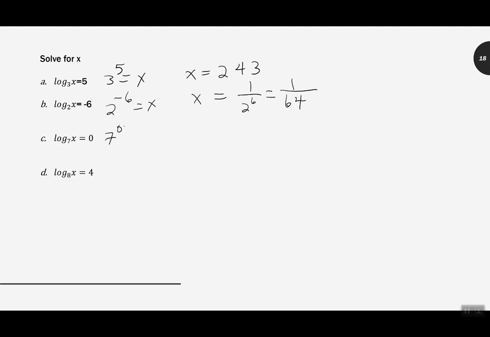So 7 to the 0 is x. That means x is 1. And then finally, the log base 8 of x is 4. That says 8 to the 4 is x. I take 8, I raise it to the 4th power. That says x is 4096.